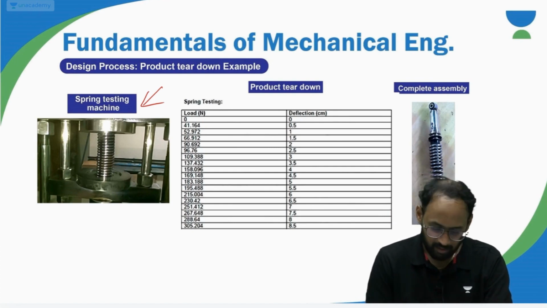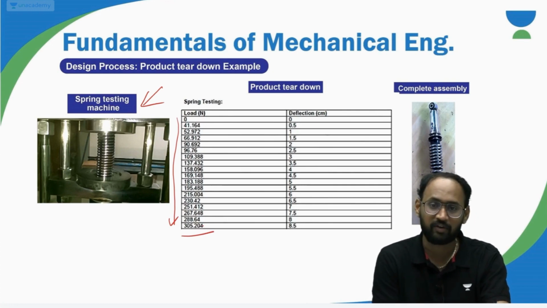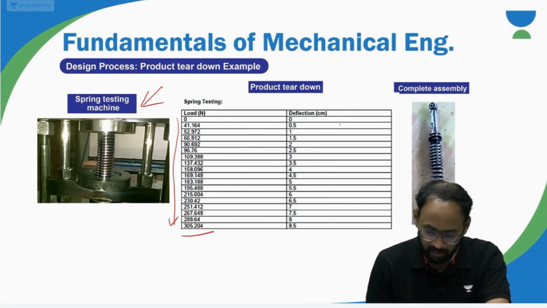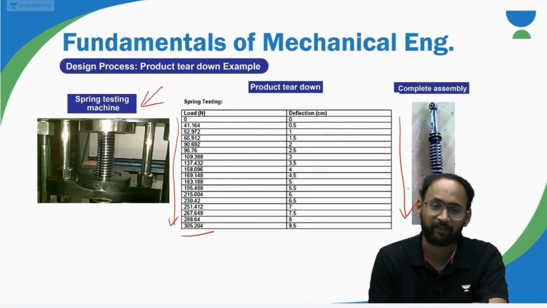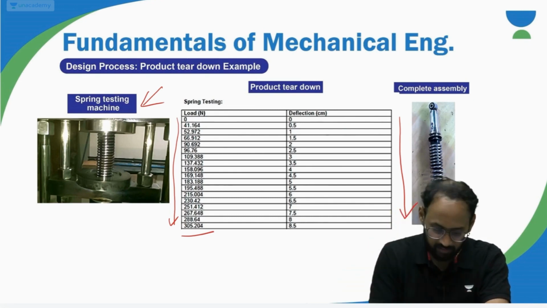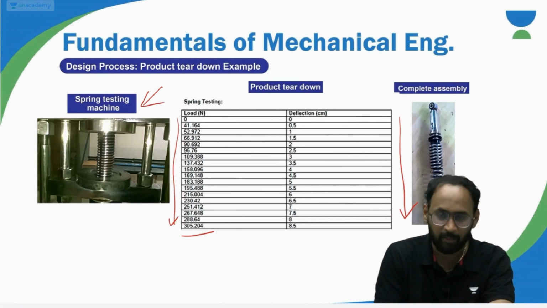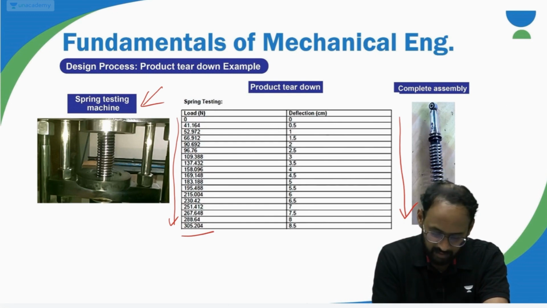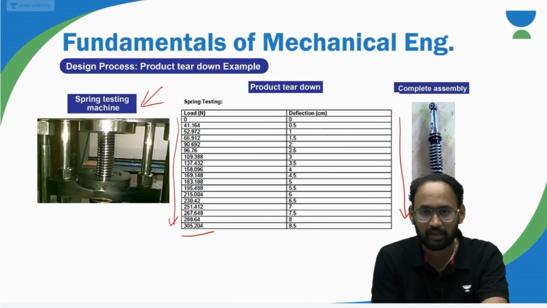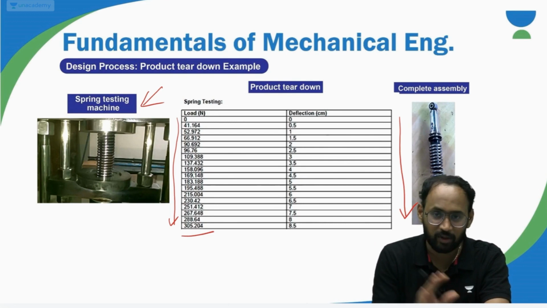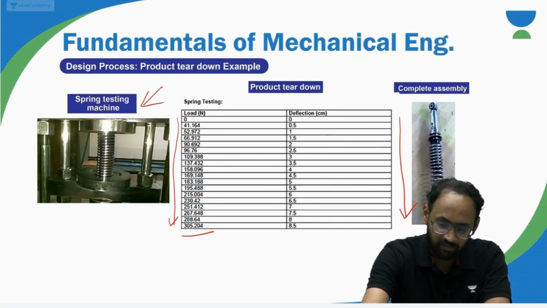Now in a spring testing machine, I'm going to keep increasing the load. Say for example here from 0 Newton to 300 Newton I've increased the load, and I'm going to measure the deflection in the spring. So for this amount of load, what is the deflection? My spring testing machine will be able to give this detail. I'll be able to apply load at various intervals and also get the deflection. Simple. So I have a table of load versus deflection.